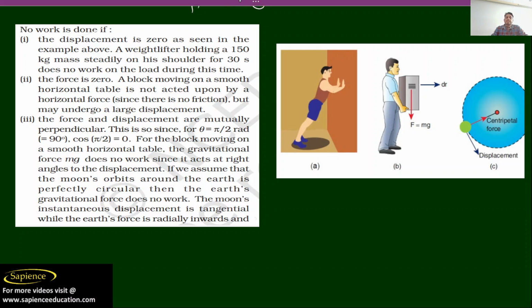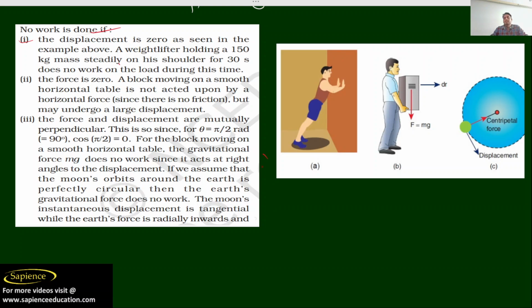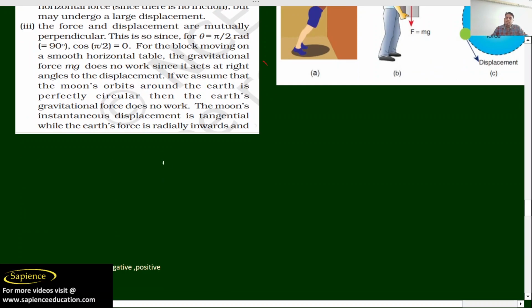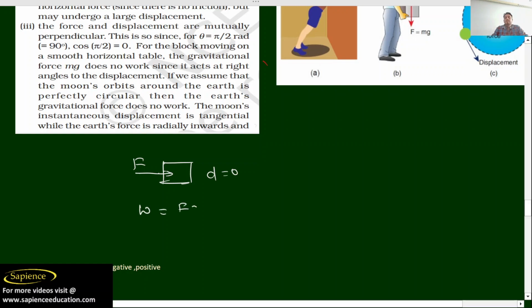First condition is no work is done. When we say that no work is done, let it be an object is there, and I am applying a force on this object, but the displacement is zero. So as per the formula, work done is equal to F into d cos theta. So this will be force into 0 into cos theta. So we will get 0.